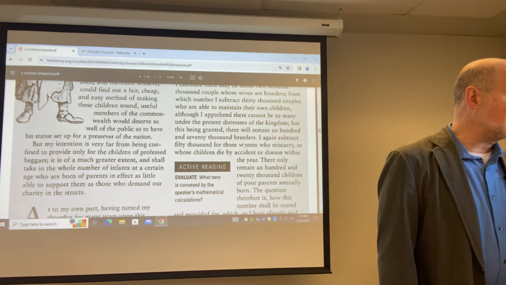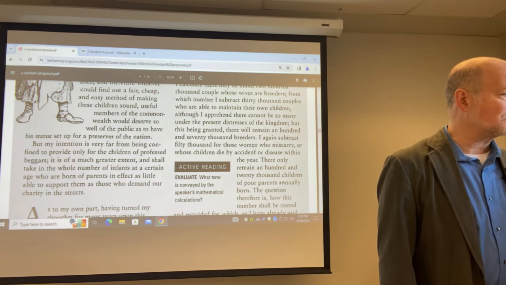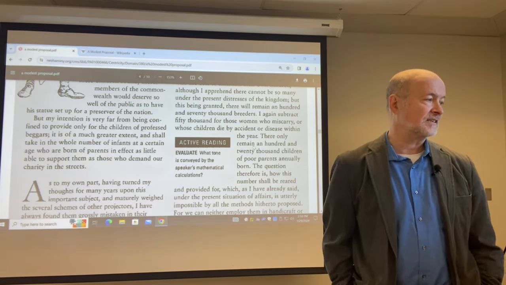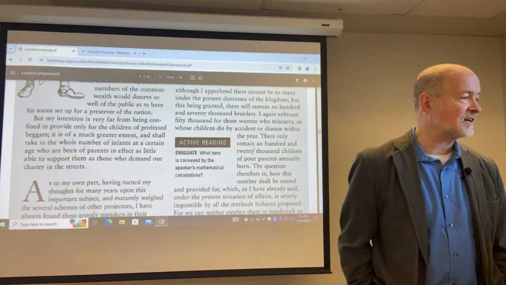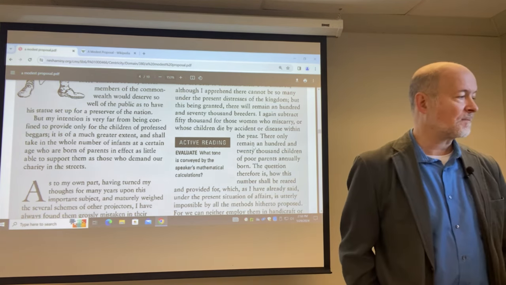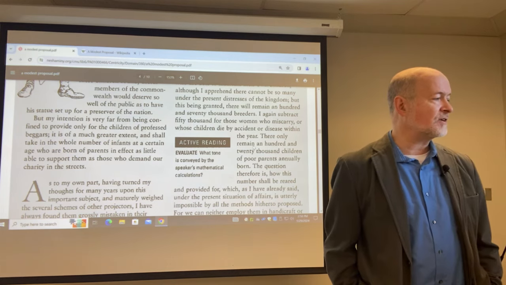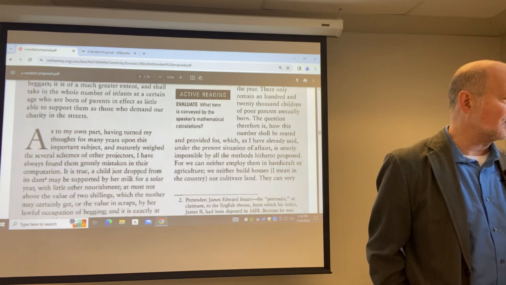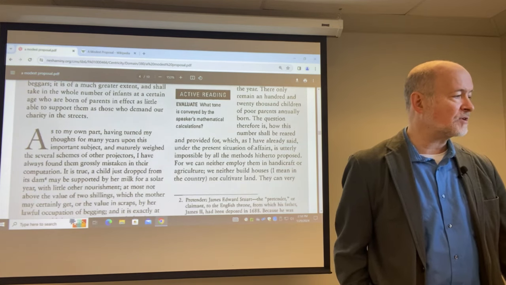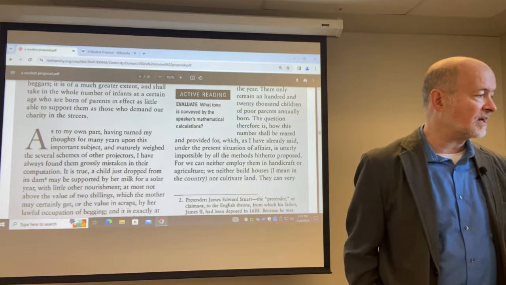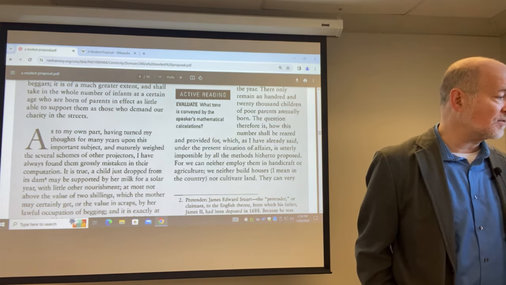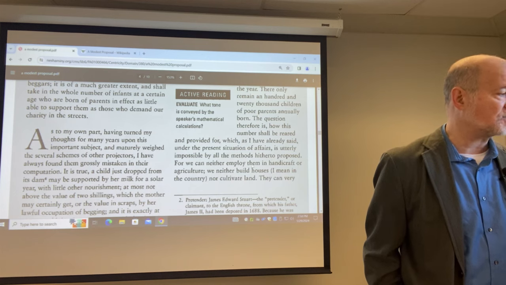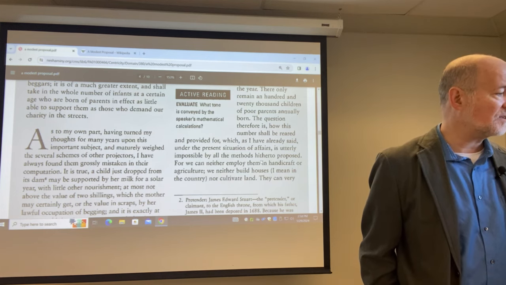But this being granted, there will remain 170,000 breeders. I again subtract 50,000 for those women who miscarry, or whose children die by accident or disease within the year. There only remain 120,000 children of poor parents annually born. The question, therefore, is how this number shall be reared and provided for, which, as I've already said, under the present situation of affairs is utterly impossible by all the methods hitherto proposed.